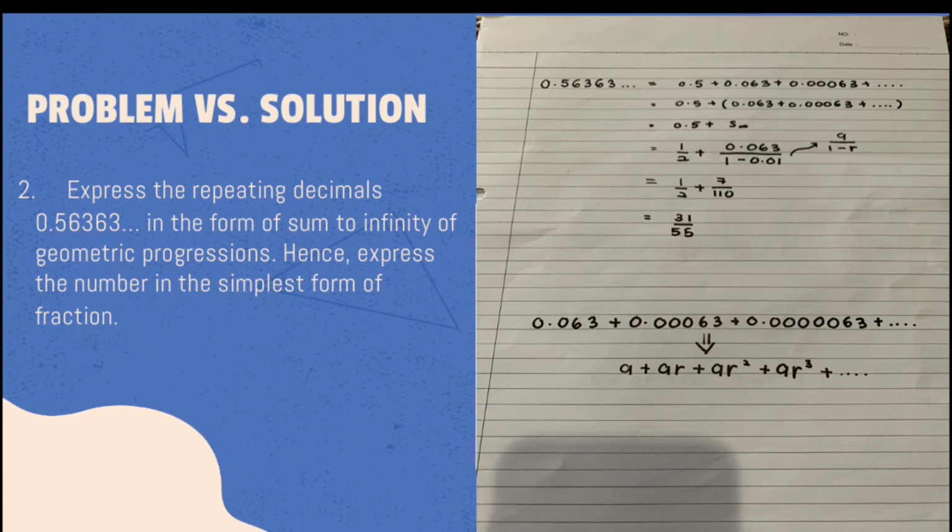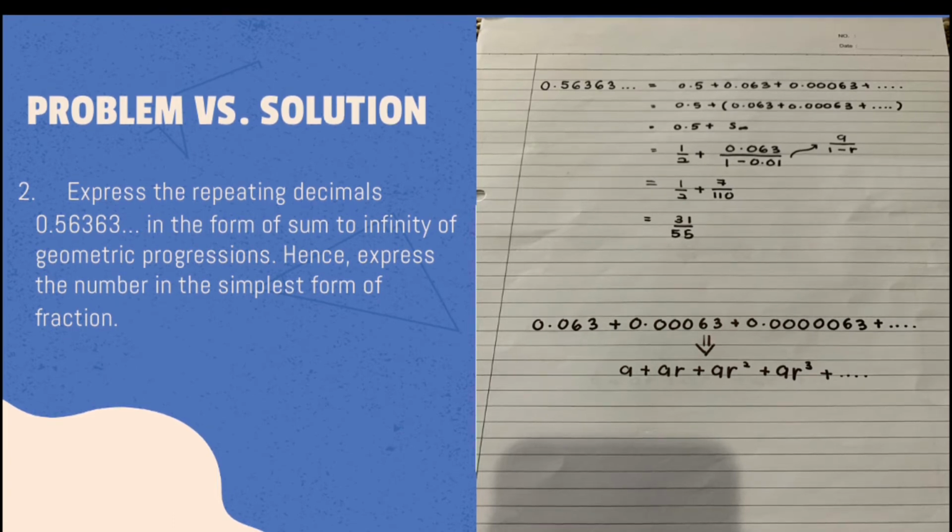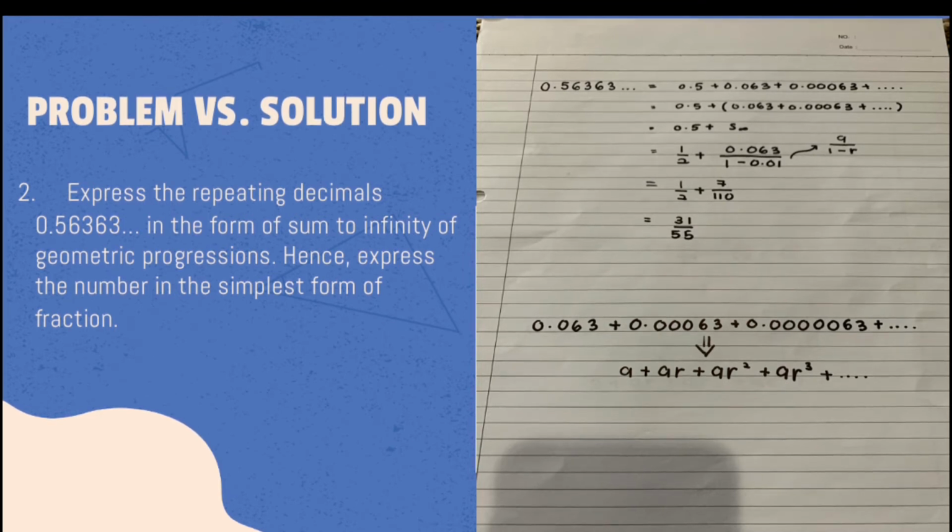We use the formula of sum to infinity, that is a over 1 minus r, and then we will get 1 over 2 plus 7 over 110. The final answer is 31 over 55.